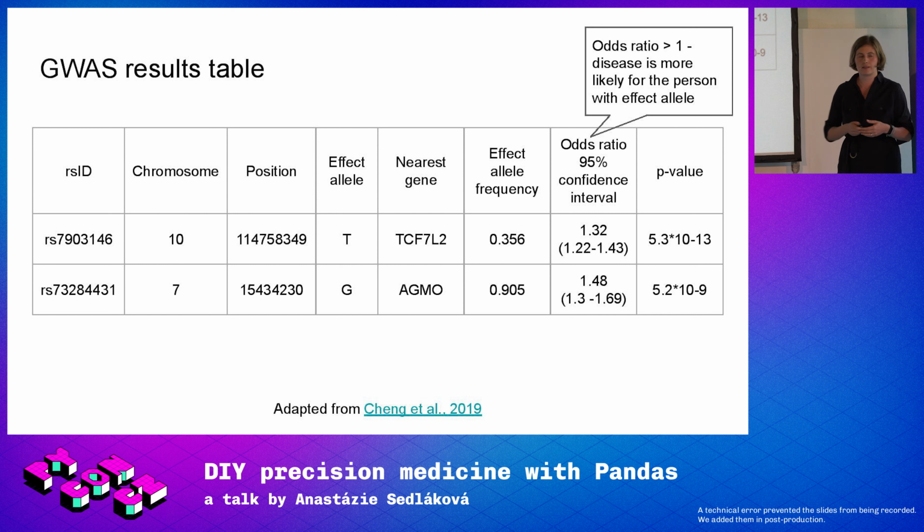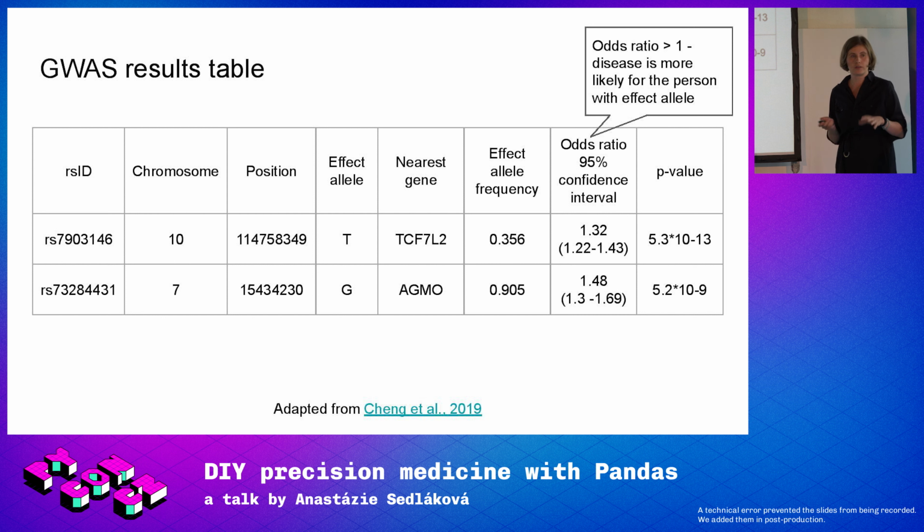The RSID comes from the dbSNP database, again another curated database for variable regions. So these are SNPs. We know about their position, and here we see the effect allele. This is an allele that is somehow connected with the disease that we are studying.